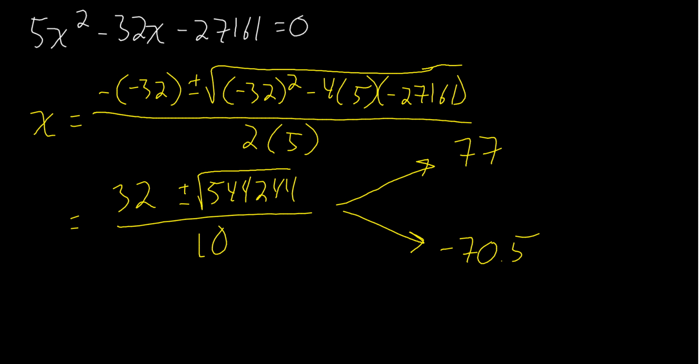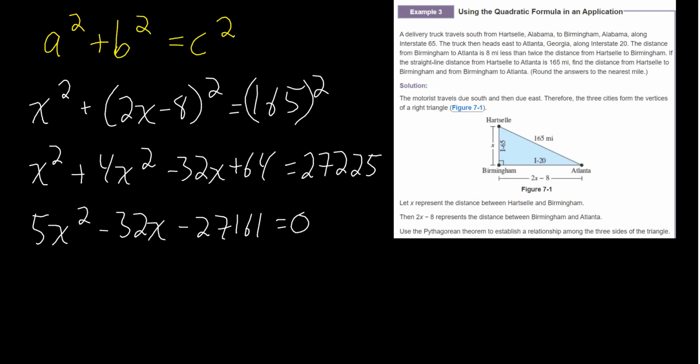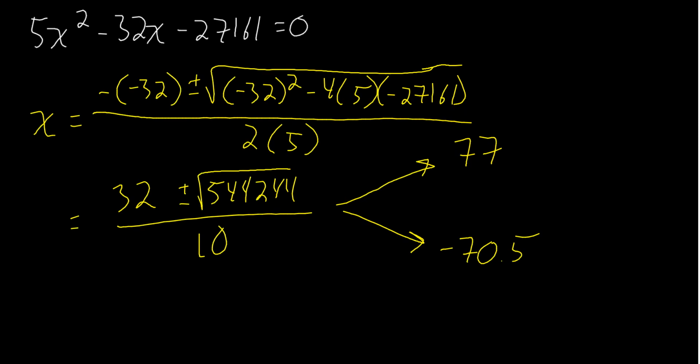Okay, so what did I just do here? Well, I found the value of x, and let's go back to this. And x was the distance between Hartselle, Alabama to Birmingham, Alabama. Well, we don't talk about distances in negative numbers, right? If somebody says, "Hey, where's the nearest Kroger?" You don't go, "Oh, it's negative 4 miles that way." You say it's 4 miles that way. And so we're going to completely disregard this negative value. Okay, so we're going to stick with the 77. So the distance between Hartselle, Alabama to Birmingham, Alabama is 77 miles.